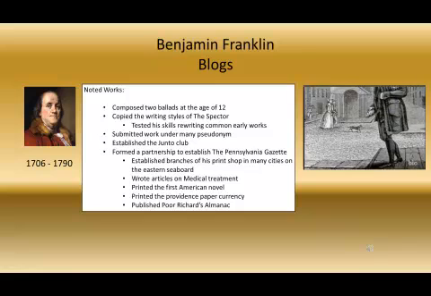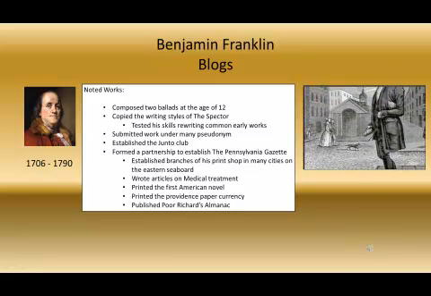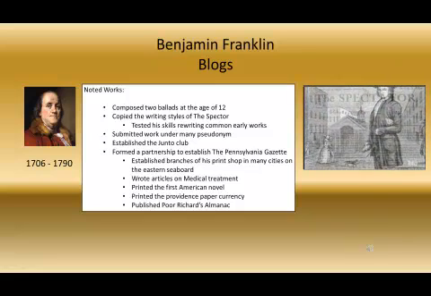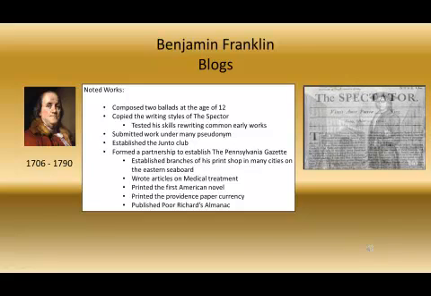The precocious 16-year-old had developed his prose style by copying the essays of The Spectator, Britain's leading literary magazine, and published 14 of these anonymous pieces under the satiric pen name Silence Dogood, a chatty, moralizing widow woman.